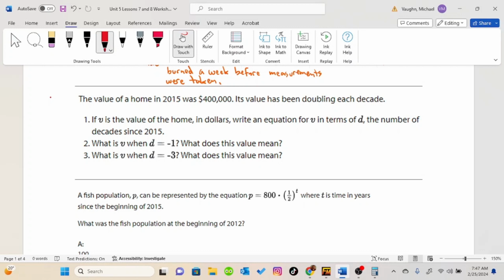So they're telling us to call it V for value, using D, the number of decades since 2015, and that is going to equal the starting value in 2015, 400,000, times our factor. If it is doubling, the factor is 2, and our input is the exponent D, which stands for decades.